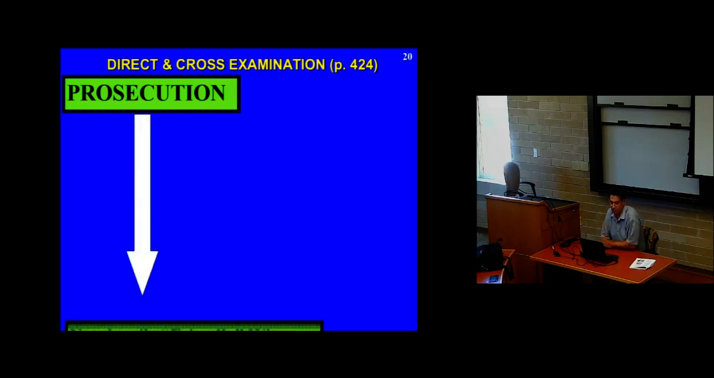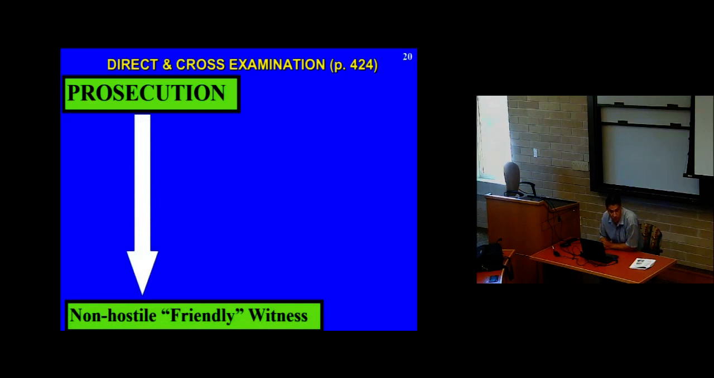Before we do that, though, remember what a direct and cross-examination look like and what we're doing here. So under the rule, this is essentially 611 A, B, and C. But in a criminal case, the prosecution, let's say if they're going to do their direct exam, usually in doing a direct exam, they're calling a non-hostile, friendly witness, a police officer, an investigator, a witness for the prosecution, someone on their side.